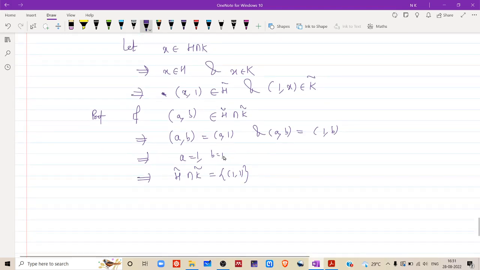Okay, so identity. Let me just rename that equation. Suppose this is star. So from star, x equal to identity, right?